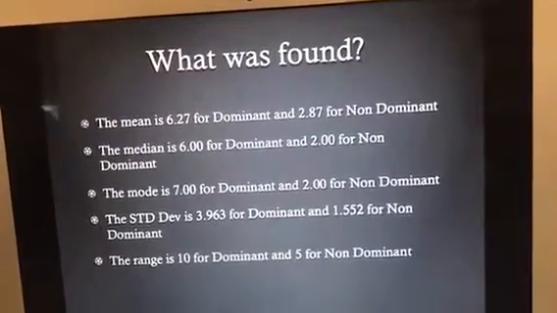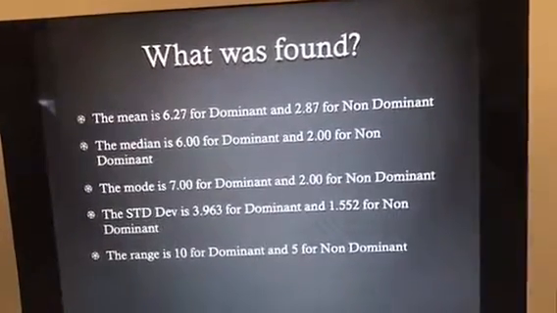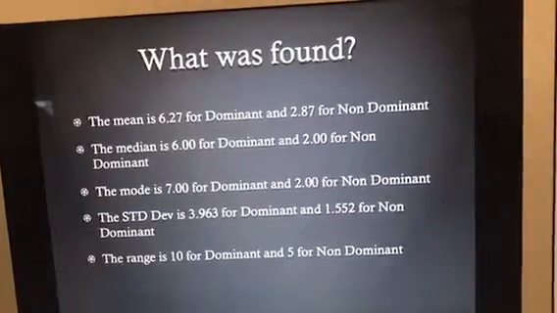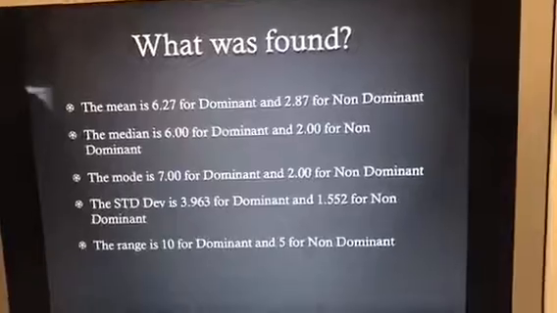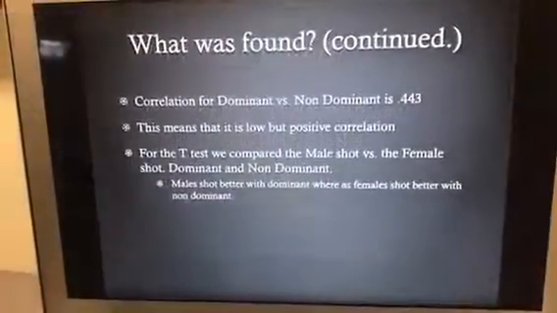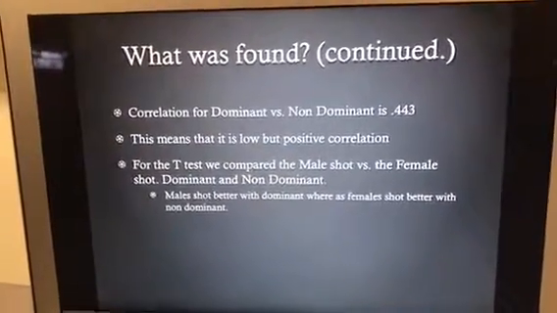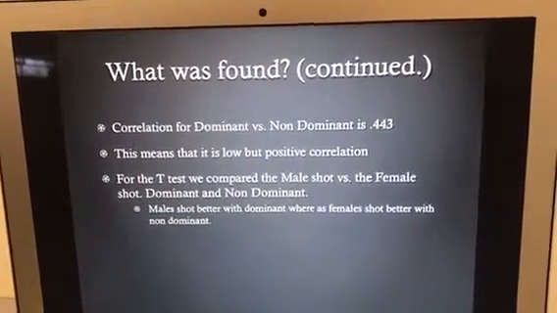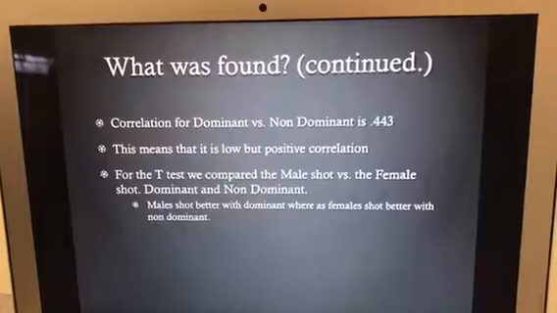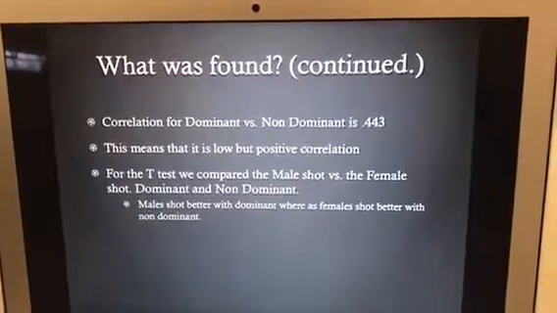The standard deviation is 3.963 for dominant and 1.552 for non-dominant. The range is 10 for dominant and 5 for non-dominant. What was found continued: the correlation for dominant versus non-dominant is 0.443. This means that it is low, but a positive correlation.